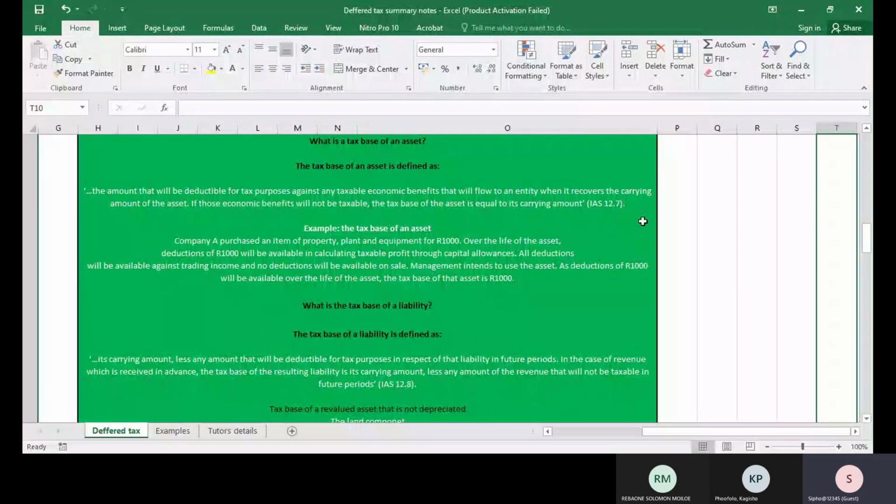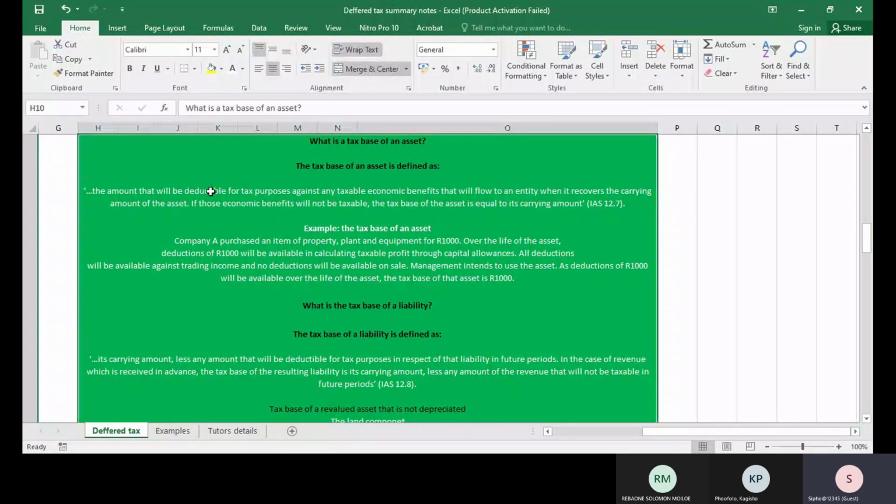But I want to make an example so that you can understand exactly what this definition means. But also let me just take you through it again. The amount that will be deductible for tax purposes against any taxable economic benefits that will flow to an entity when it recovers the carrying amount of the asset. If those economic benefits will not be taxable, the tax base of the asset is equal to its carrying amount. So Solomon, in a nutshell, a tax base is actually allowances that you get from SARS.